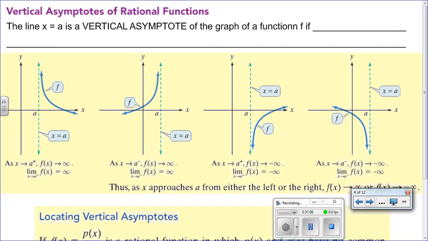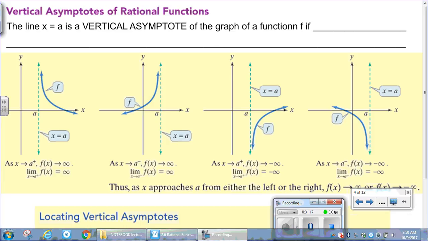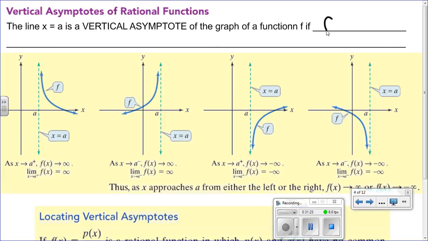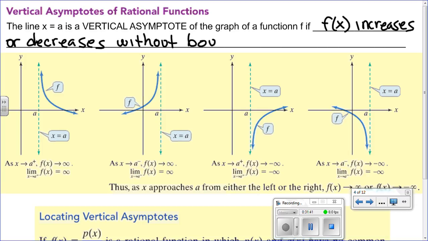Okay, so let's just write that last definition there. The line x equals a is a vertical asymptote of the graph of the function f if f of x increases or decreases without bound as x approaches the value of the asymptote, which we're generalizing with the letter a.